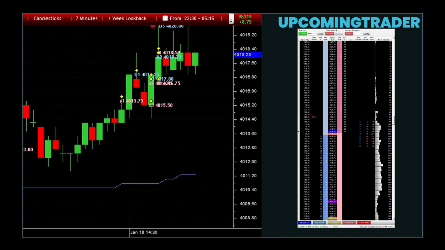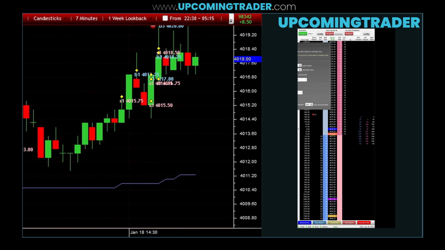There is also something called the volume oscillator. The volume oscillator measures the difference between two volume moving averages. This helps you spot changes in momentum. When the oscillator is rising, it means that volume is increasing. When it falls, it suggests that interest is starting to decline.